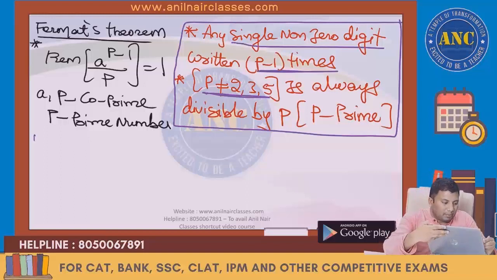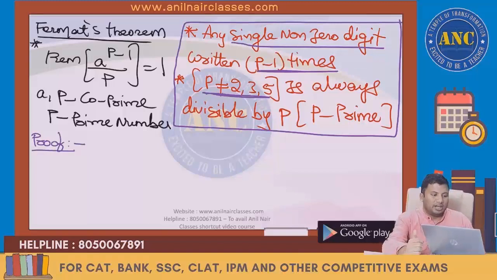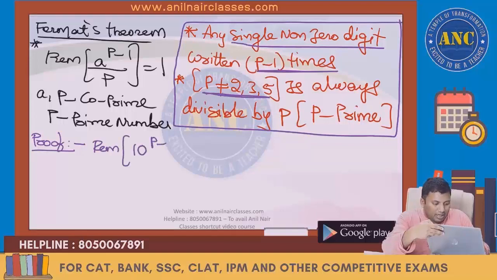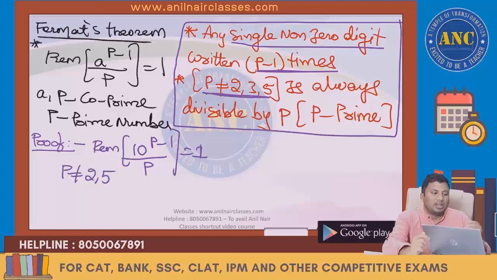Why is it happening? Proof. For everything whatever I discuss, I will give you the proof. Please write down. Can I say that 10 power p minus 1 divided by p gives remainder 1 if p is not equivalent to 2, 5? Because Fermat's theorem is valid when the numerator base and the denominator are coprime to each other.